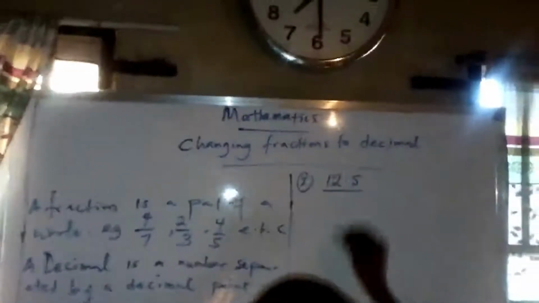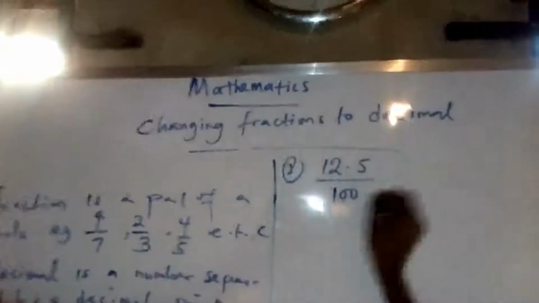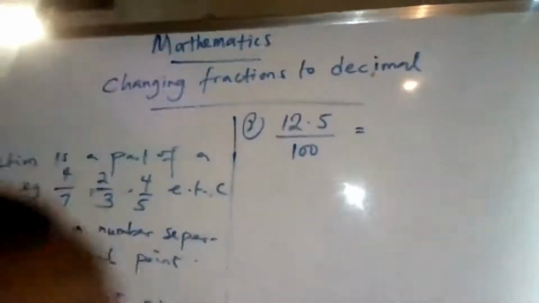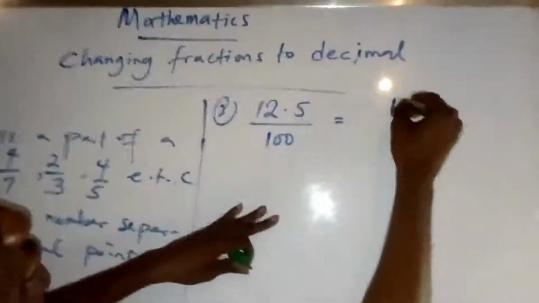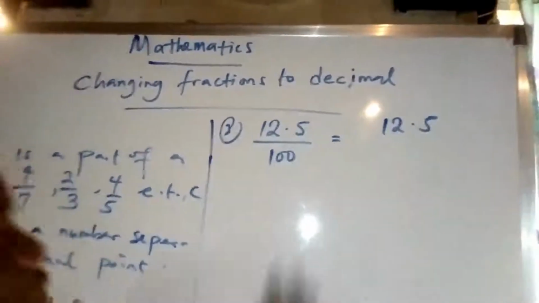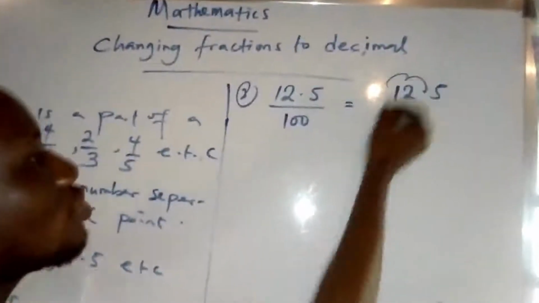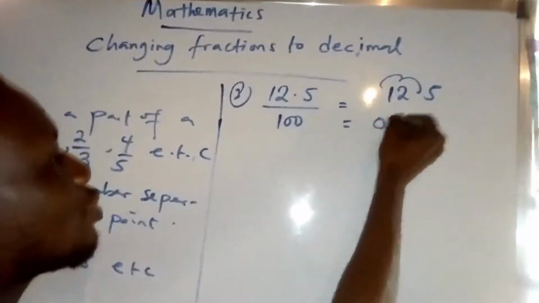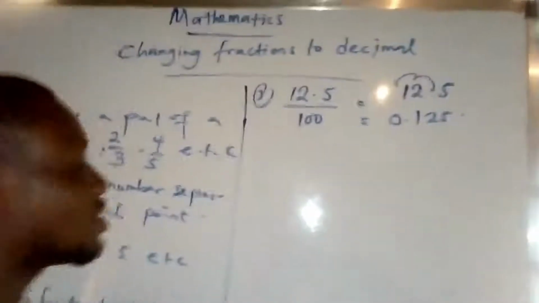Now let me give one last example. Let's say I have 12.5 divided by 100. In this case, 12.5 over 100, that gives me 12.5. My point is already there, so I'm not putting the point at the back now. I'm going back twice. 1, 2. So I have 0.125. It's as simple as that.